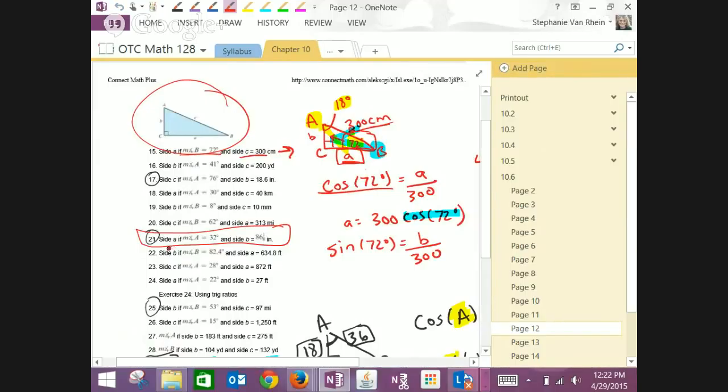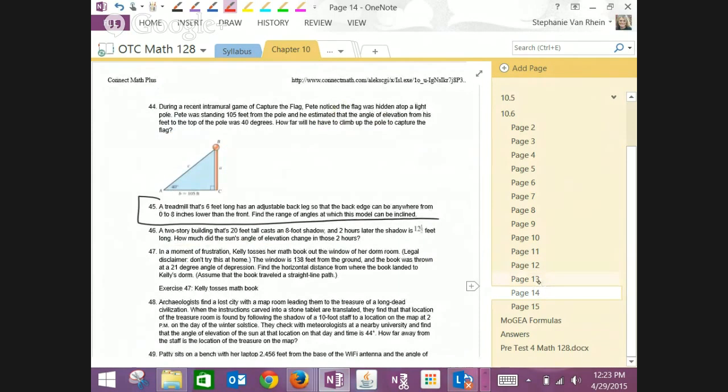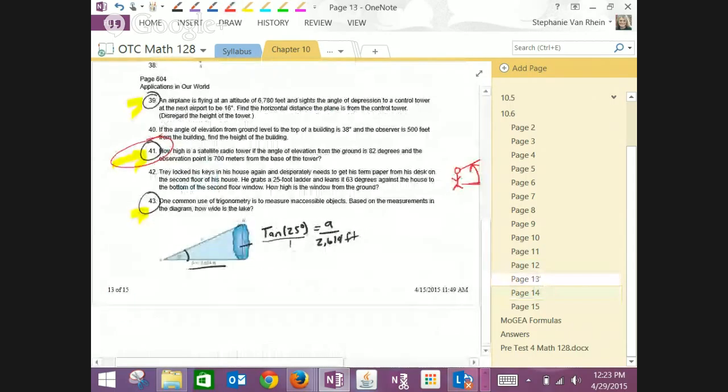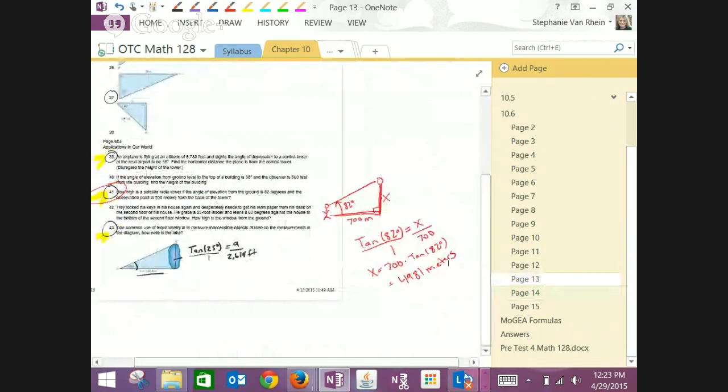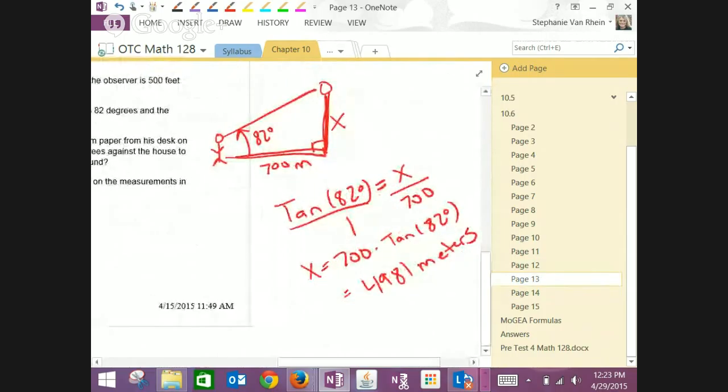So here it just wants side A. Here it might want side B, might want side C, just depending on what's given. So it might be up to you to draw this triangle, put in what you know, and find what's missing. And that's really all you're doing on this problem here. You're drawing the triangle, labeling what you know, labeling what you want to find, and then using the right trig function to find that.